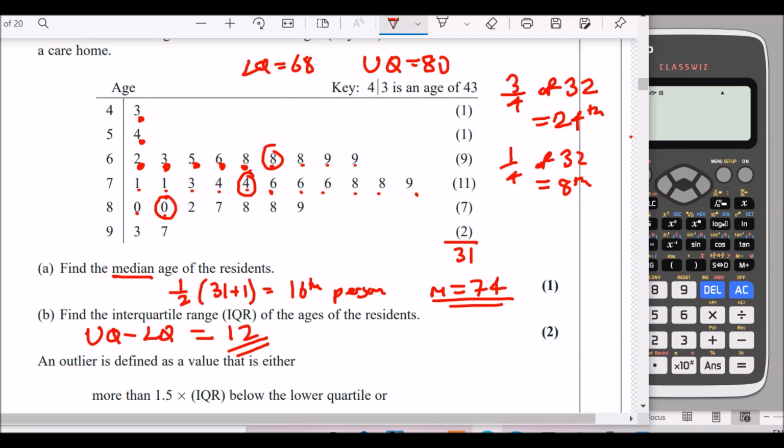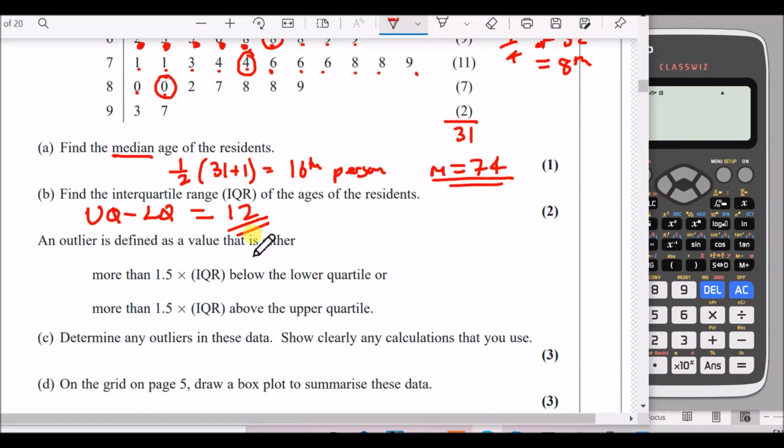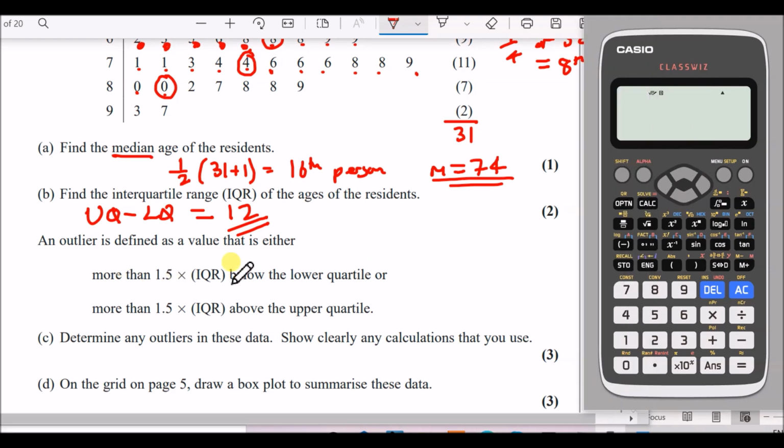Now, next one. An outlier is defined as a value that is either more than 1.5 times the interquartile range below the lower quartile, or more than 1.5 times the interquartile range above the upper quartile. So that's the outlier we defined. Now, determine any outliers in this data. Show clearly the calculations used.